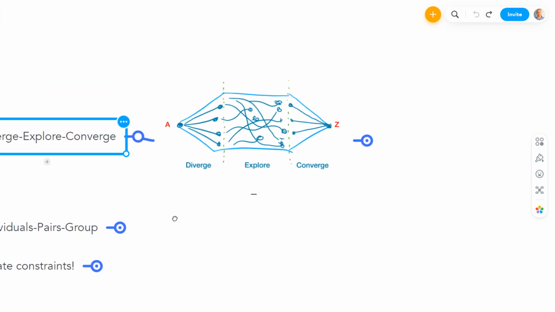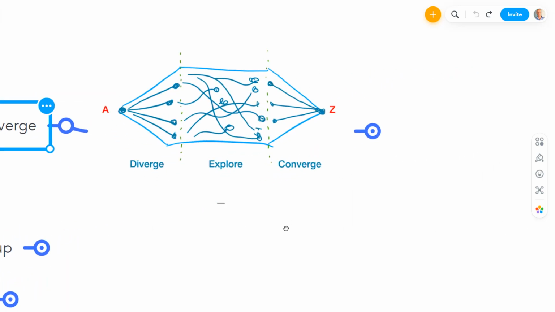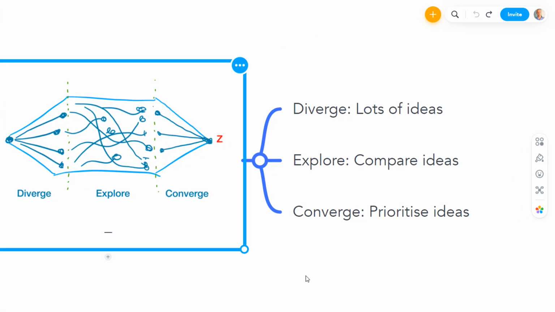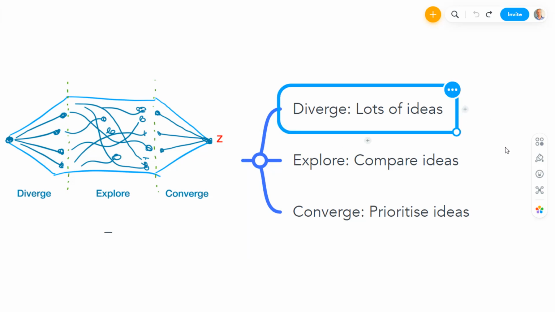In the diverge phase, our goal is to generate ideas, going as big and broad as we can in our thinking, and ideally focusing more on quantity rather than quality at this stage. This is the process that most people associate with brainstorming, getting lots of ideas out, probably using post-it notes or flip chart pads and scribbling up loads of ideas, no matter how unusual they may seem.